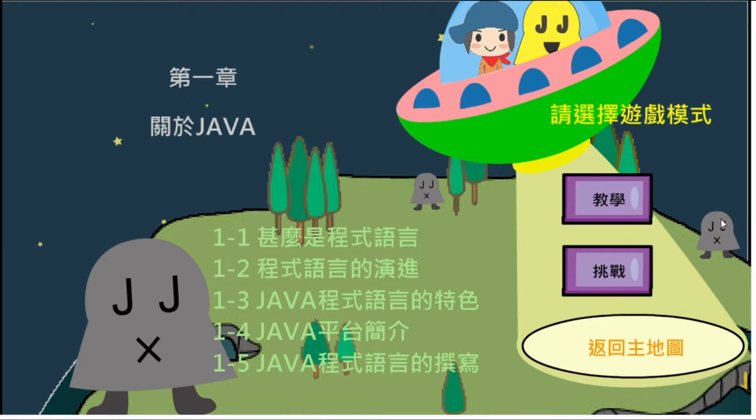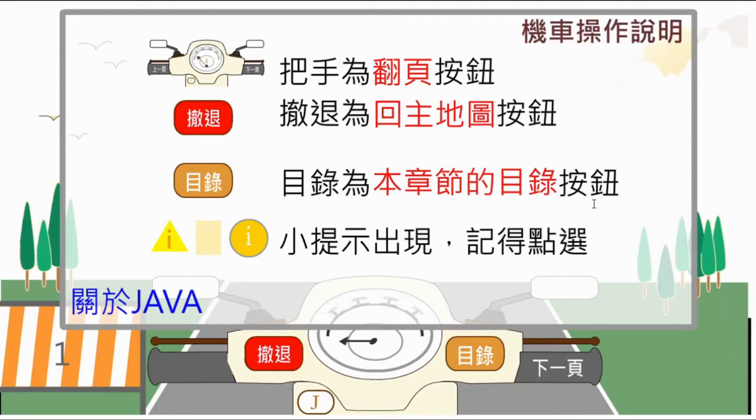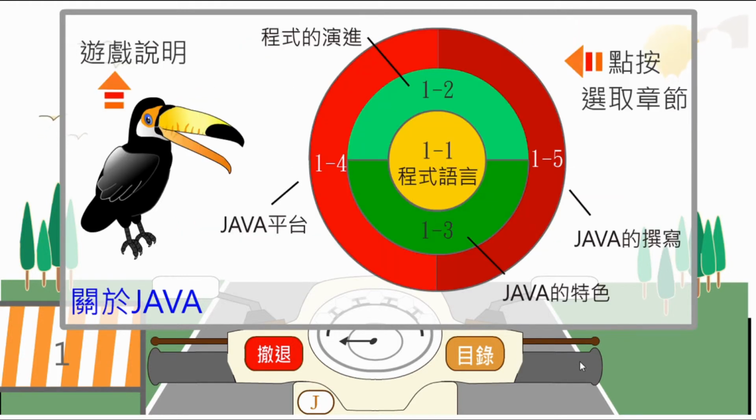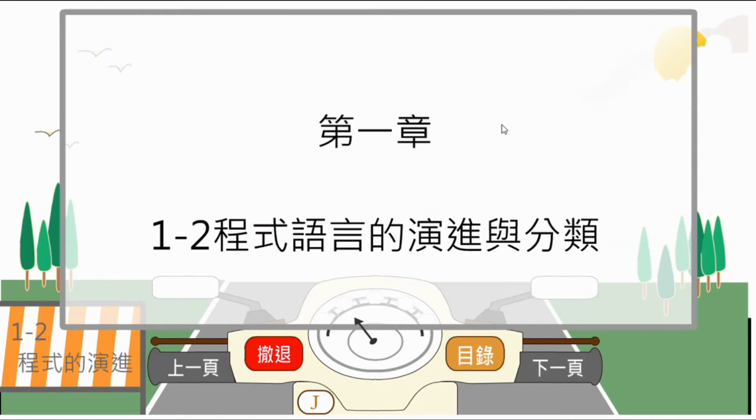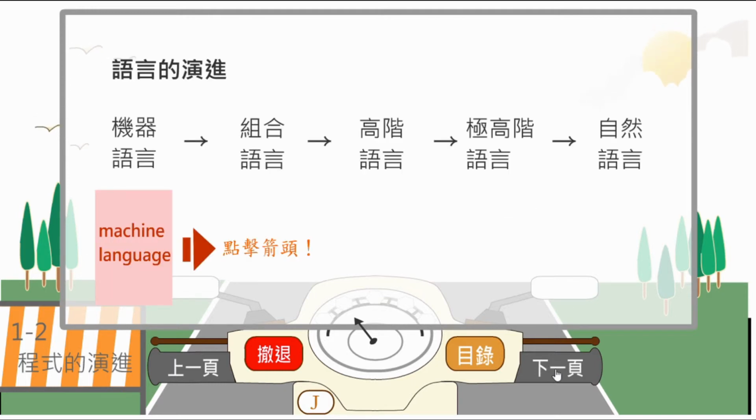The operation manual for the vehicles will appear first. Click on the next page to enter the table of contents. Choose the chapter from here. Click on 1 to 2. We will use 1 to 2 as our demonstration. Click on the next page.